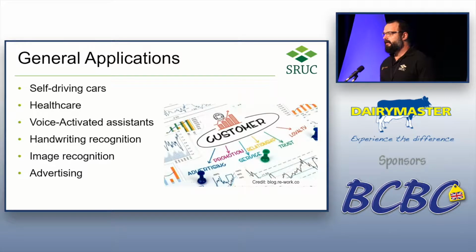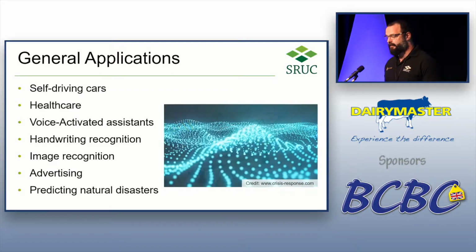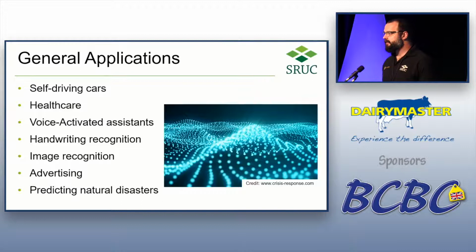Advertising, most of you might already know about that. Personalized advertising, targeted advertising, but even on social media, it affects elections. It's used literally everywhere. And also it's used to predict natural disasters, where vast amounts of information are digested to predict whether volcanoes will erupt, earthquakes will occur, storms or tsunamis will occur.